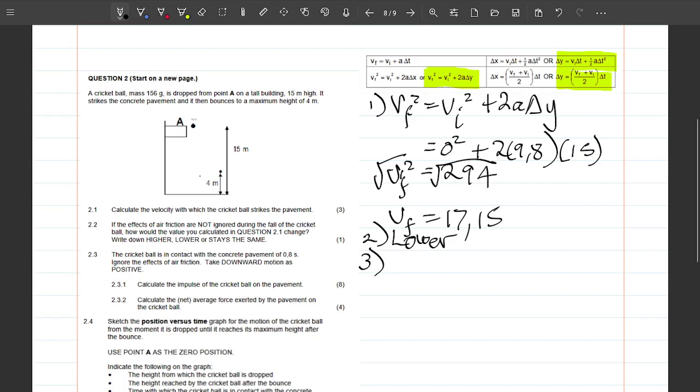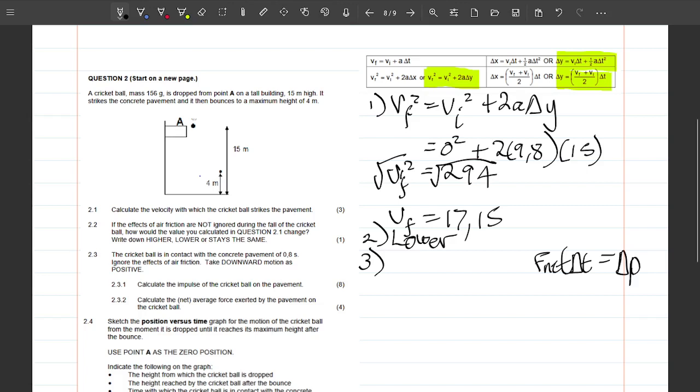So I'll be making use of F net. I'll be saying F net delta t, so this is F net delta t, and this is equal to delta p. So what is the issue now? Well, the issue is that to calculate my impulse, I need my momentum.